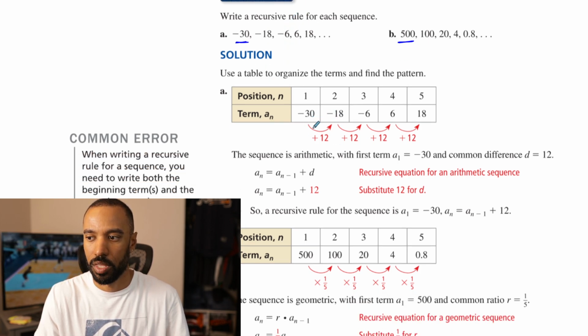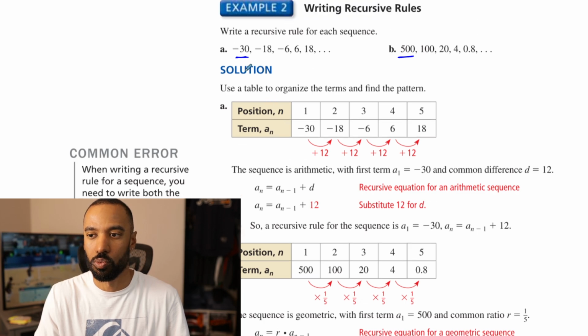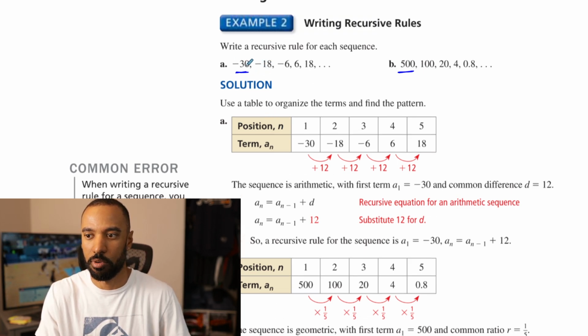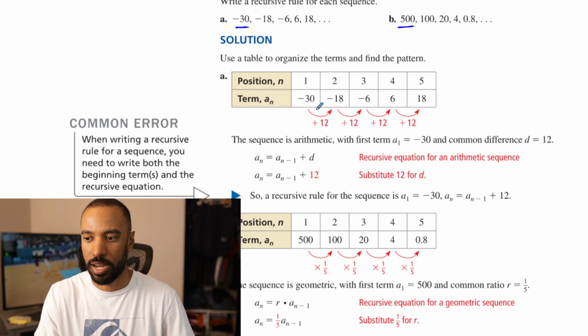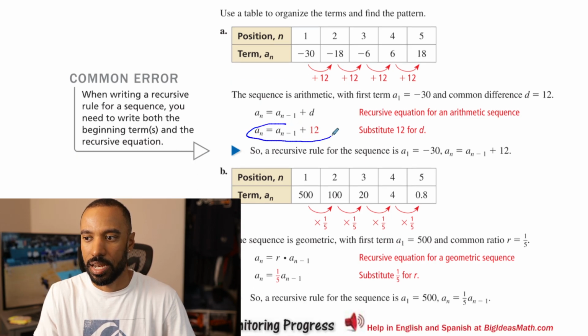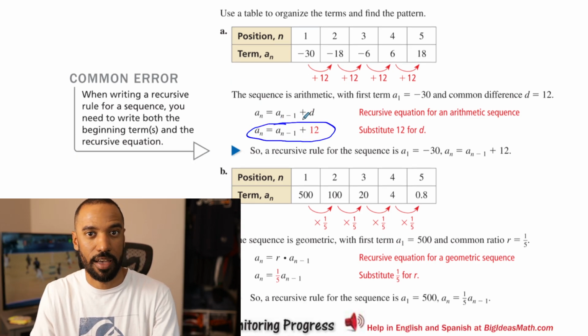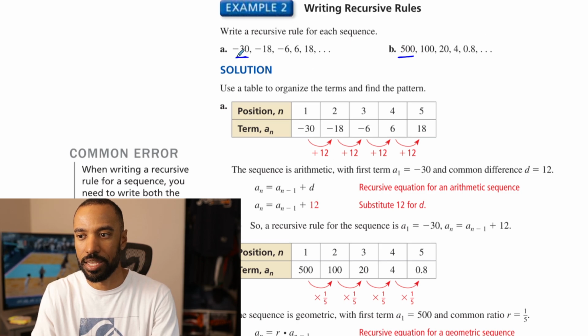They're adding 12. So you're adding 12 each time. So for this rule, to get the next term, you take the term before it and add 12. And that's what they're writing right here. Now, the other thing you're going to have to note, however, is the value of the first term. Don't forget it. The first term is negative 30.